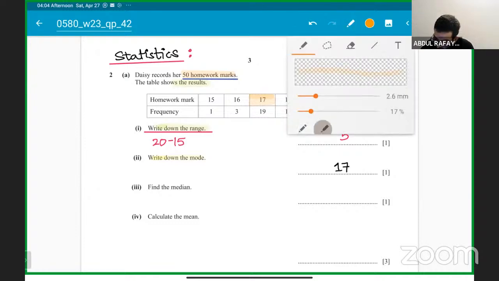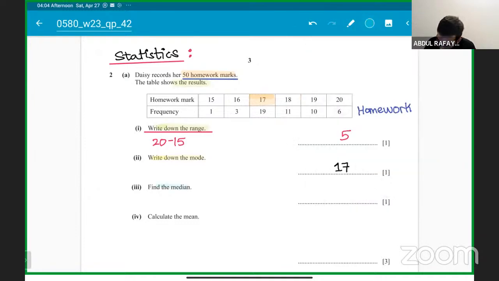Then we have to find the median, sir. So median is the middle value. How can you find the median? Median will be the middle value. Follow: in this case, it will be 50 plus 1 divided by 2. So it will be 25.5, the 25.5th position.